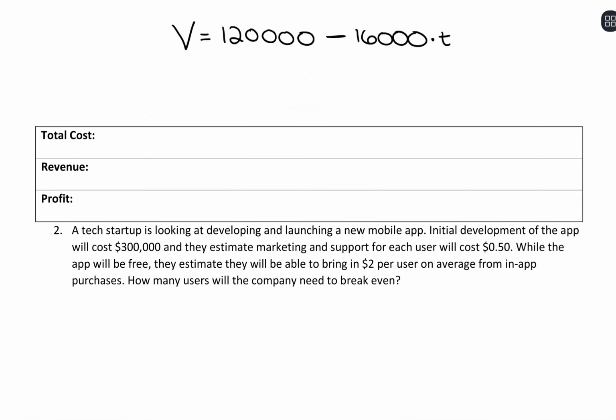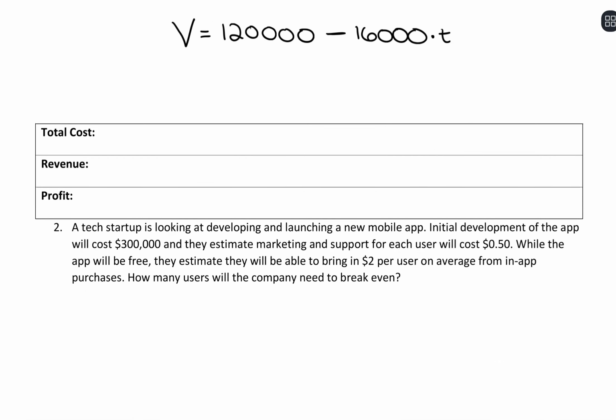All right, let's go to a business application dealing with total cost, revenue, and profit. So with businesses, in terms of cost of production of something, they can bring in money from that item that they're selling. And then we're interested in profit. How much money are they actually making?